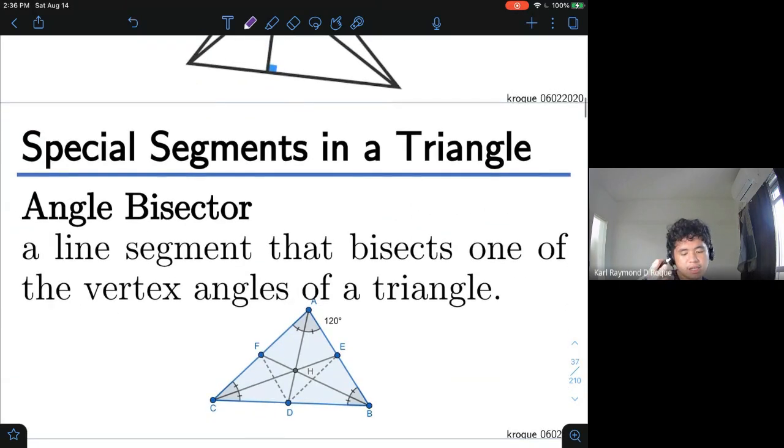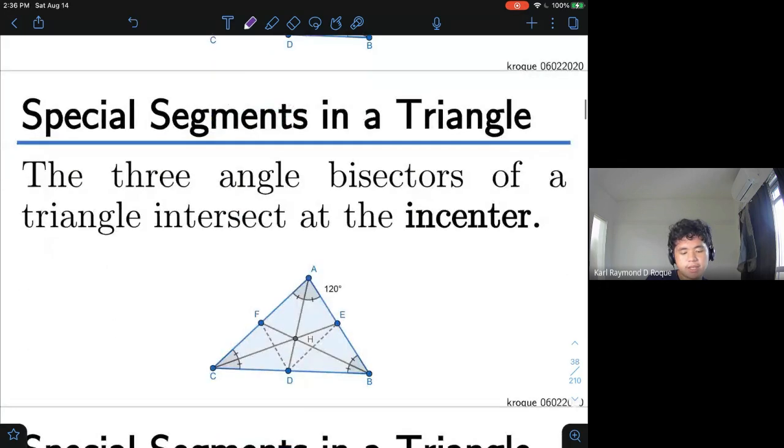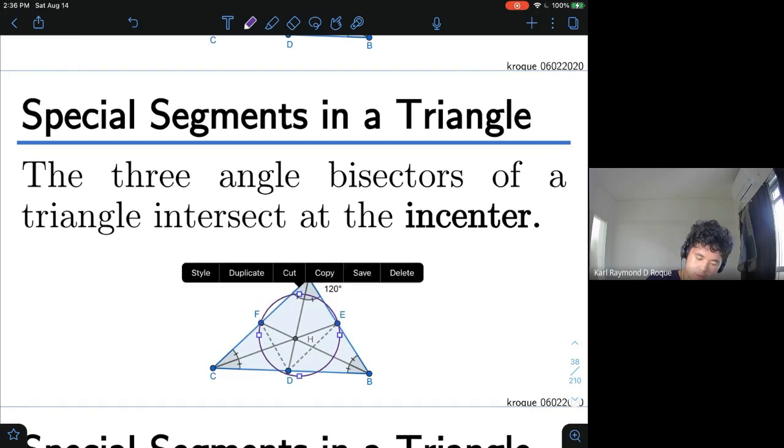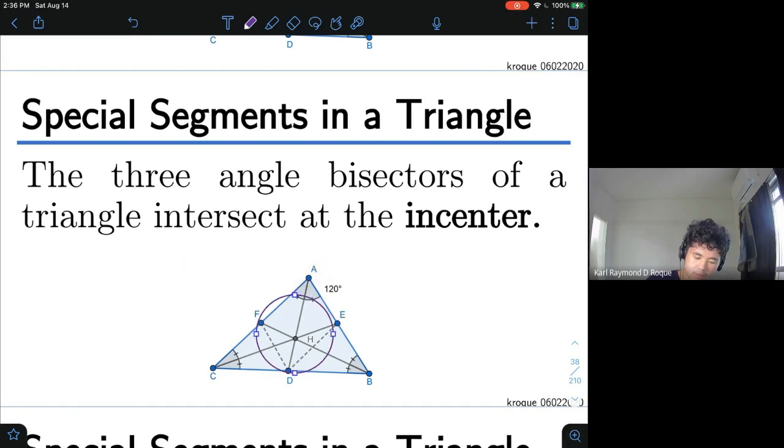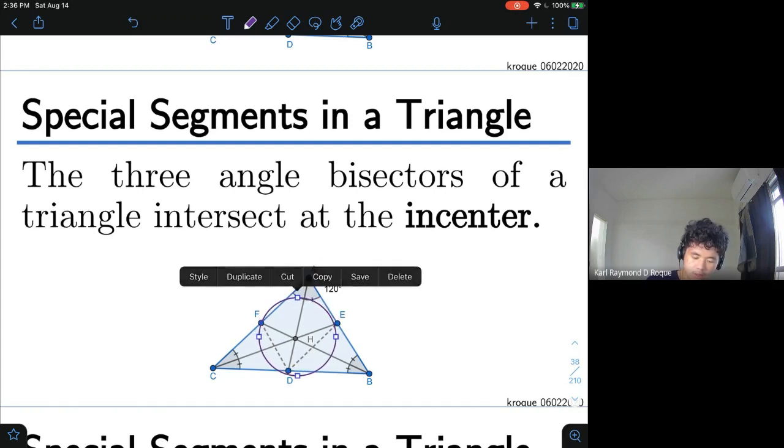Next is the angle bisector, a line segment that bisects one of the vertex angles of the triangle. It's inside. Then the three angle bisectors of a triangle intersect at the incenter. Then you can form a circle there, called the incircle. I'm not good at drawing it. Something like that. What are the special properties of that?